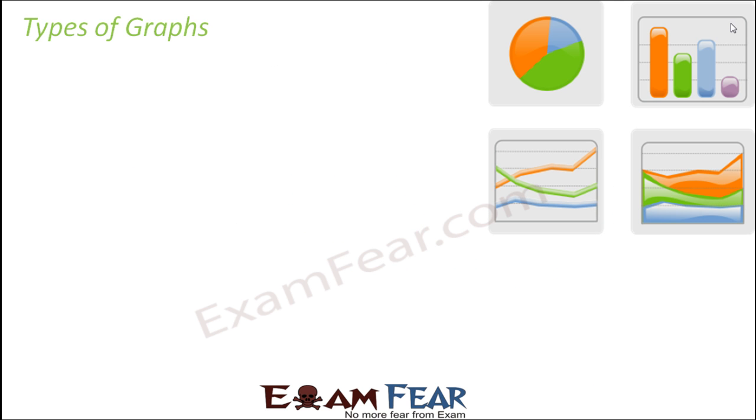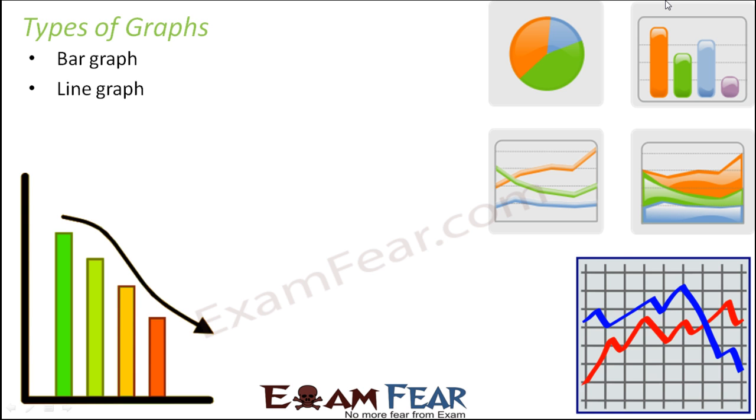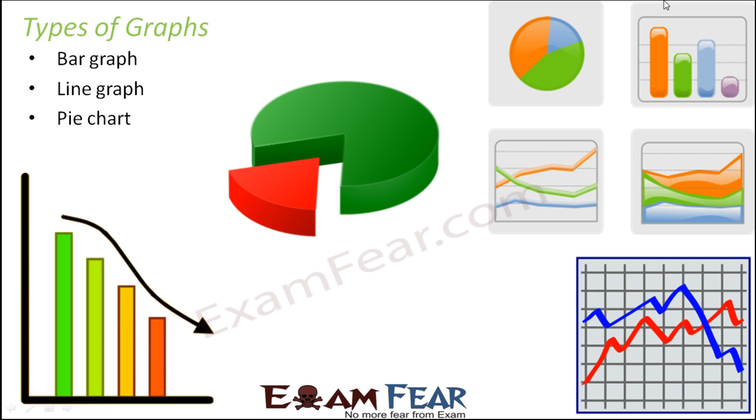Now there are many types of graphs that exist. As you can see in the picture itself, there are so many different shapes of graphs. Some of the common types of graphs are bar graph, line graph and pie charts. As you can see on the screen, each of these graphs looks very much different from the others, and all of them have a different way of representing the data.